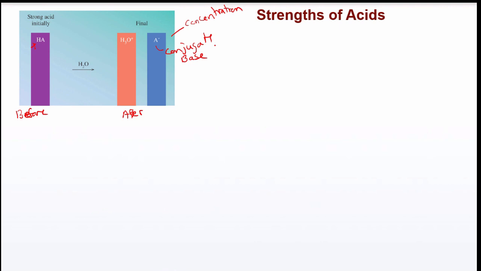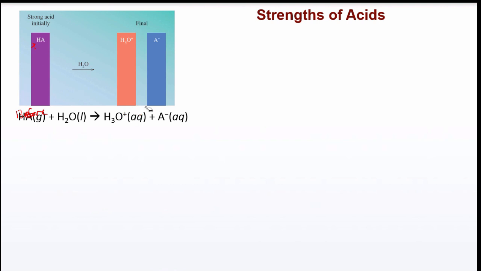Okay, so I'm just going to erase this stuff here because I've got a little picture to show you what that will look like if you could actually see molecules in beakers. So this is the reaction that's happening: the acid plus the water producing the hydronium ion, which we know is acidic, and then the base.